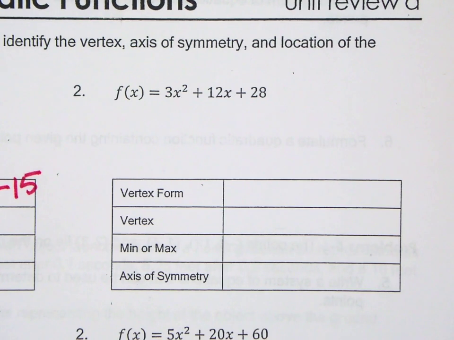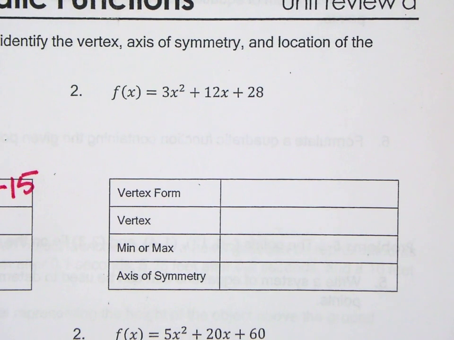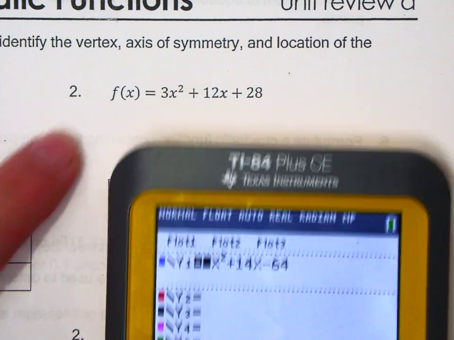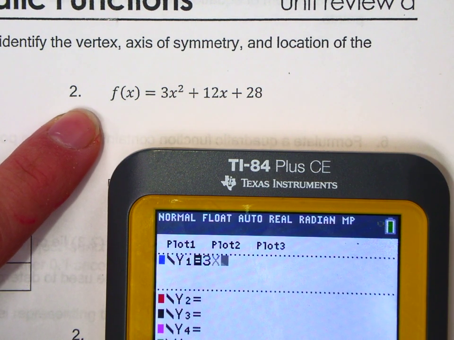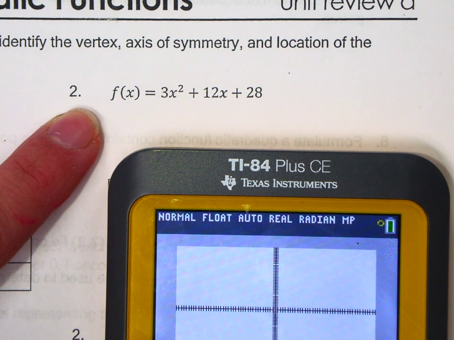All right, I'm going to do one more problem like that. If you look at number 2, it's very similar. And then y'all are going to try your number 1 and number 2. So I'm going to come in here. I'm going to type this in, 3x squared plus 12x plus 28. I'm going to hit graph.